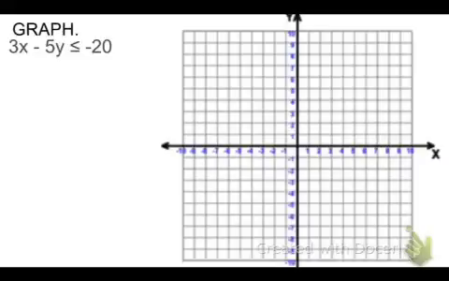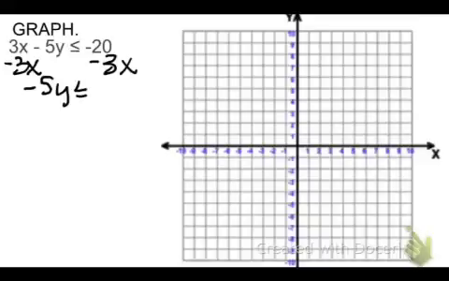All right, here's our next example. Go ahead and jot this down in your notebook. As you can see, this example does not have y isolated. So we're going to have to do a little bit of work here to get y by itself. So I'm going to subtract 3x on both sides, leaving me with -5y is less than or equal to -3x minus 20. To isolate y, I need to divide by 5.